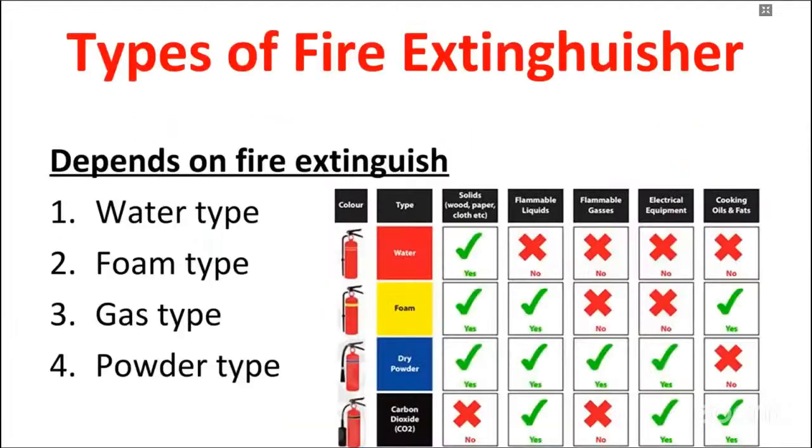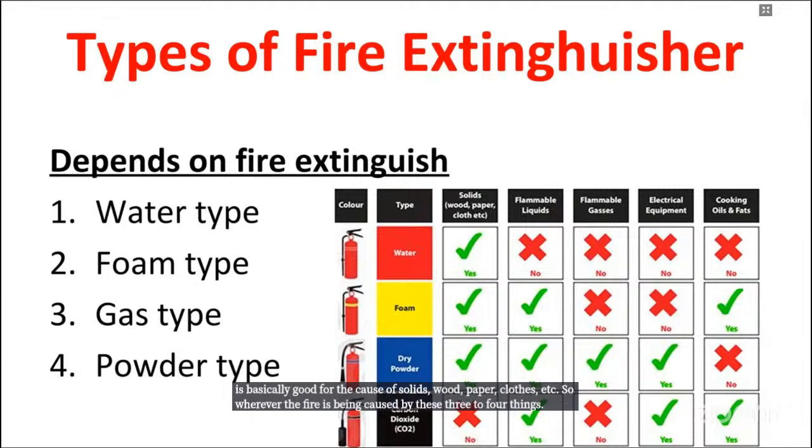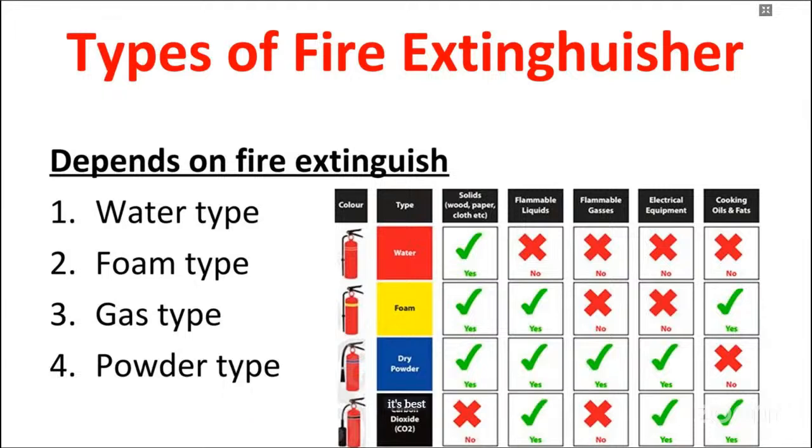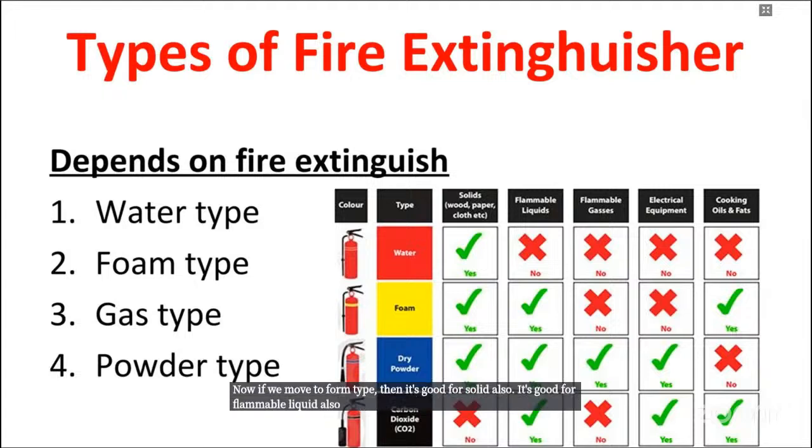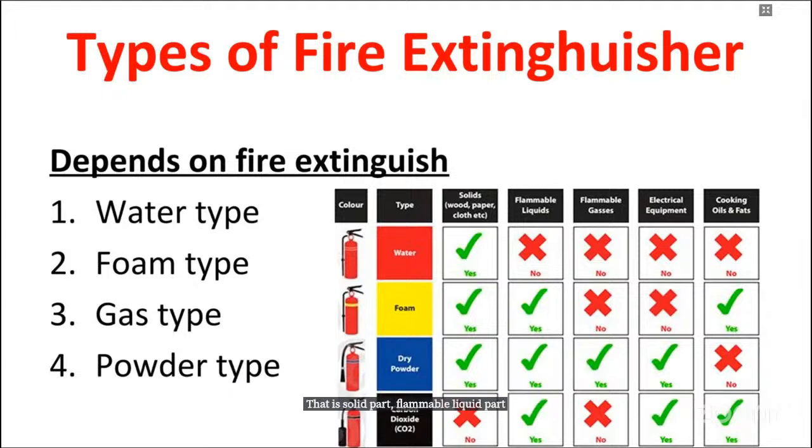Okay, so if you see this whole slide, you find that the first one, water type, is basically good for solids: wood, paper, clothes, etc. So wherever the fire is caused by these three to four things, the water extinguisher type is best. Now, if we move to foam type, then it's good for solids also. It's good for flammable liquids also, and for cooking oils and fats also. So there are three causes which fit this foam type: the solid part, the flammable liquid part, and the cooking oil and fats part.